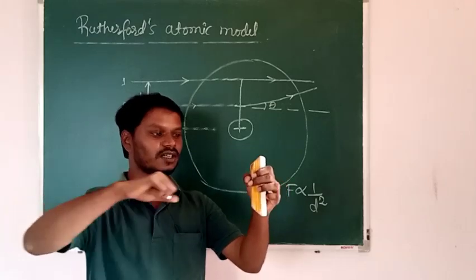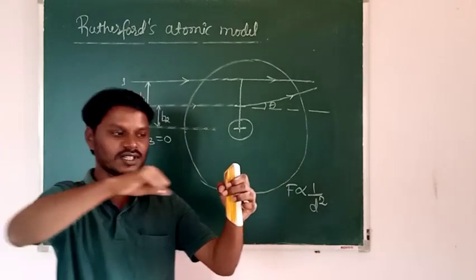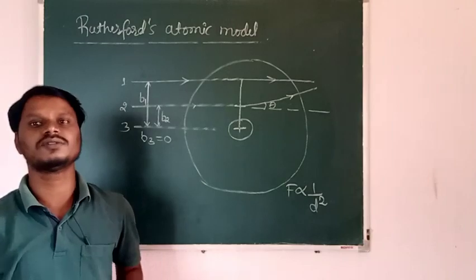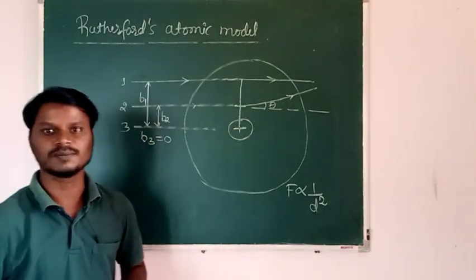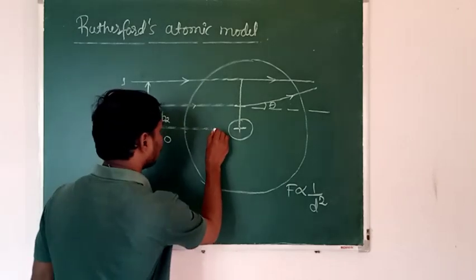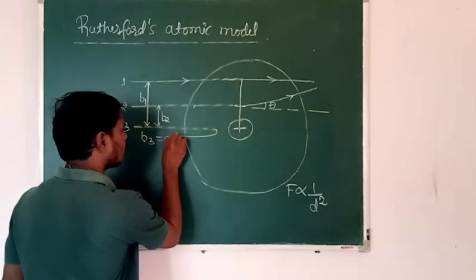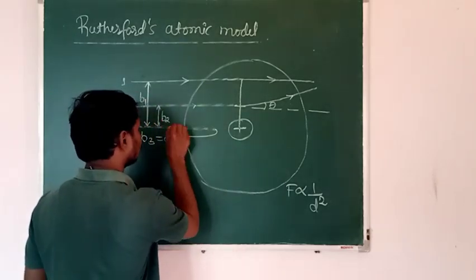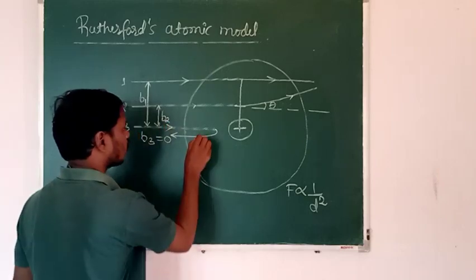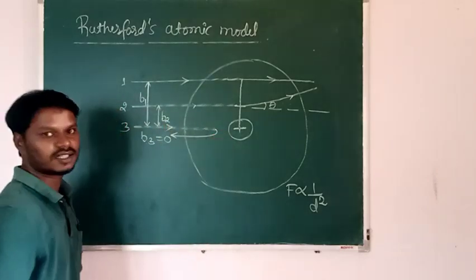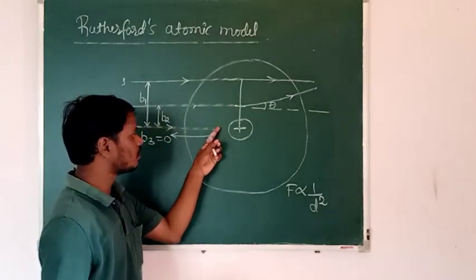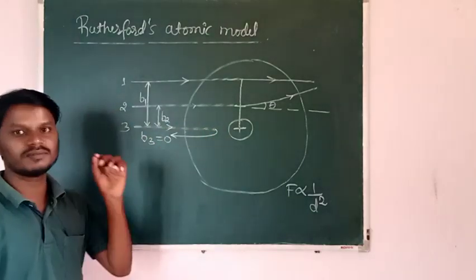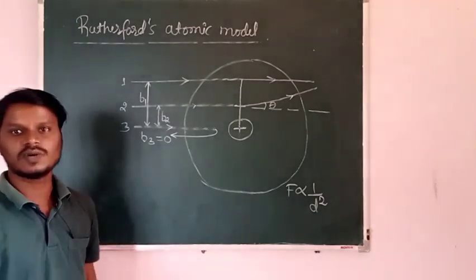When this alpha particle comes near to the nucleus, it experiences a large repulsive force at the distance of closest approach. Then this alpha particle will be turned back with an angle of 180 degrees. This is the incident alpha particle and this is the turned back alpha particle. Same alpha particle, but when it comes near to the nucleus, it will be turned back with an angle of 180 degrees.